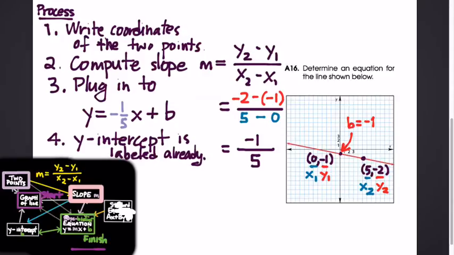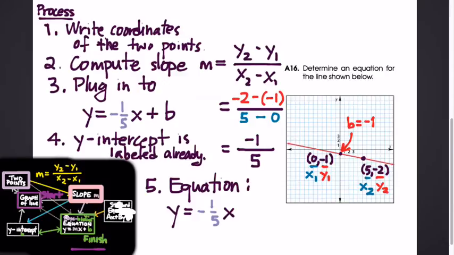So then the last thing is just to finish my equation. Now we know that the slope was negative 1/5, and we knew that the y-intercept is negative 1, so y equals negative 1/5 x plus negative 1. So I'm just going to write that as -1. Completes the picture.